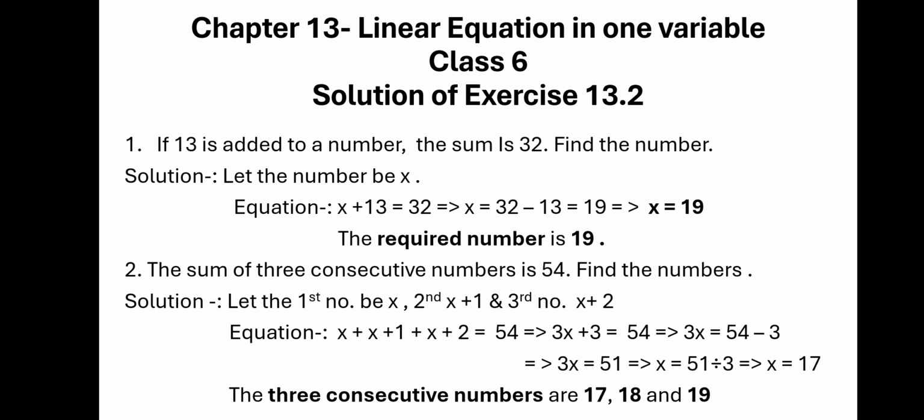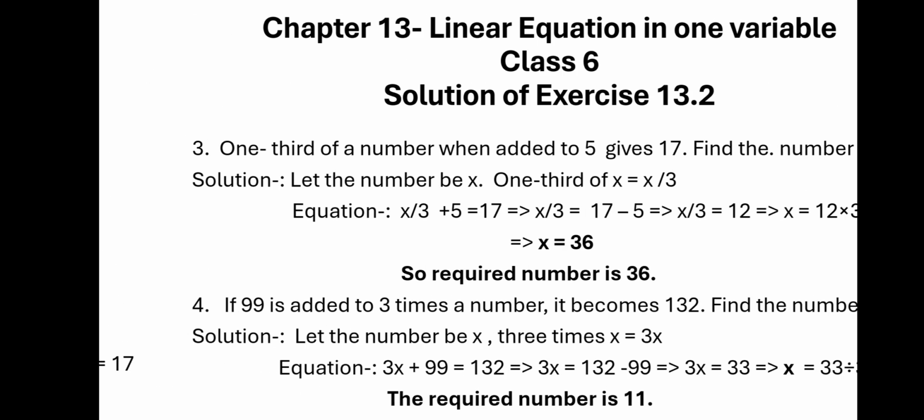So 3x plus 3 equal to 54, and therefore 3x equal to 54 minus 3, which implies 3x equal to 51, which implies x is equal to 51 divided by 3, that is x is equal to 17. So the 3 consecutive numbers, since first number is 17, that is x equal to 17, we have to add 1 to it, so that becomes 18, and when you add 2 to it, we will get 19.